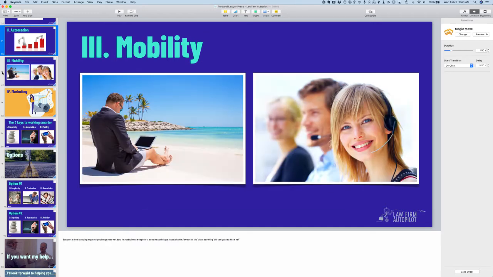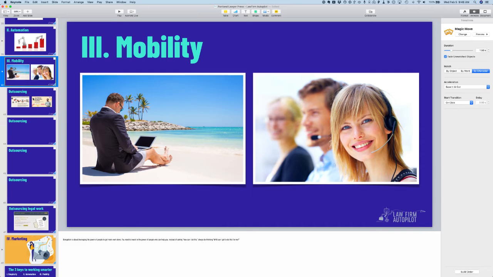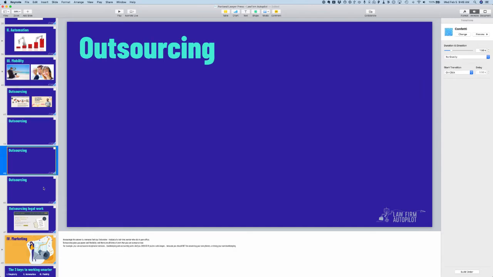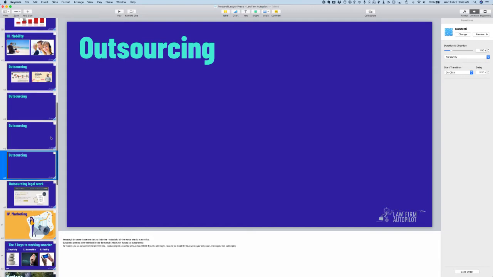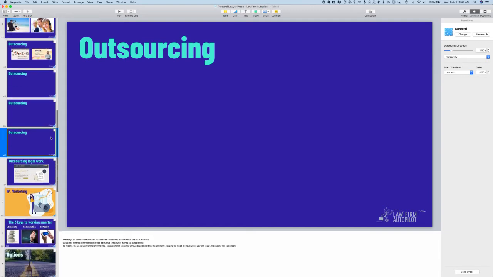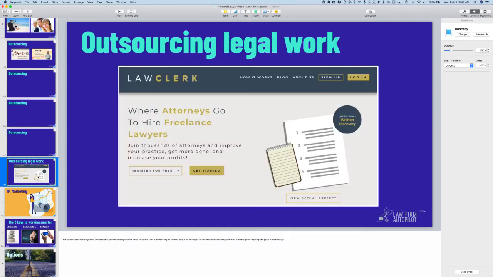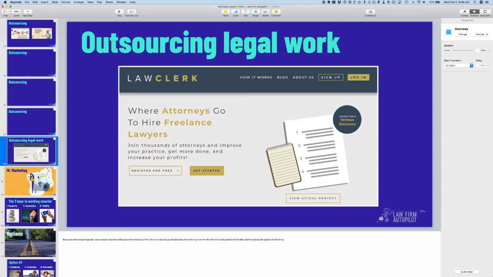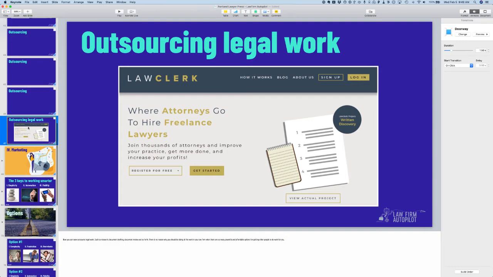So then with mobility, that's about being able to work from anywhere. And it's also about using outsourcing. I'm going to add some other slides to talk about some basic outsourcing tools that are out there, like Fancy Hands and Upwork and Fiverr, some common ones that aren't legal specific. But I know lawyers are going to want to know about outsourcing legal work, so I'll talk about Law Clerk Legal as the last thing, because you can hire lawyers to work for you on a part-time basis, and that's super cool. So then that's all about that.